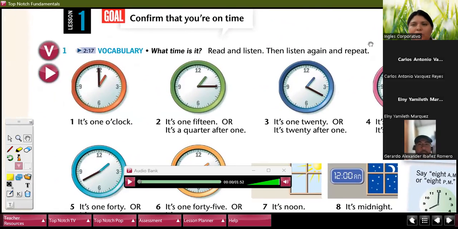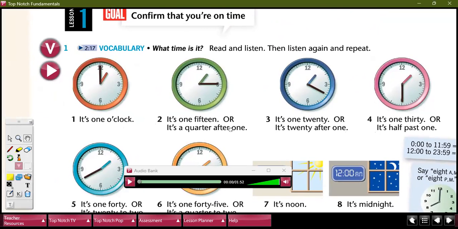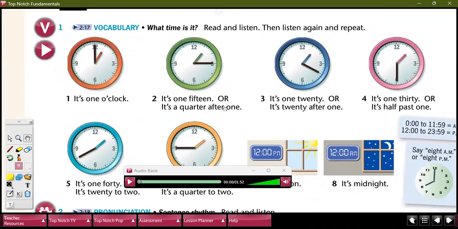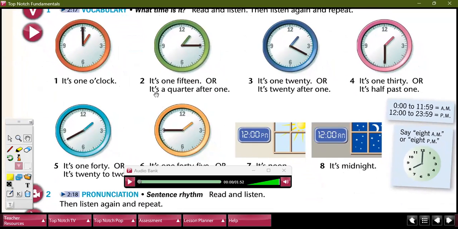Okay, so now let's do it together. We're gonna try to do it a little bit faster. Listen and repeat that with me. It's 1 o'clock. It's 1 o'clock. It's 1:15. It's 1:15.